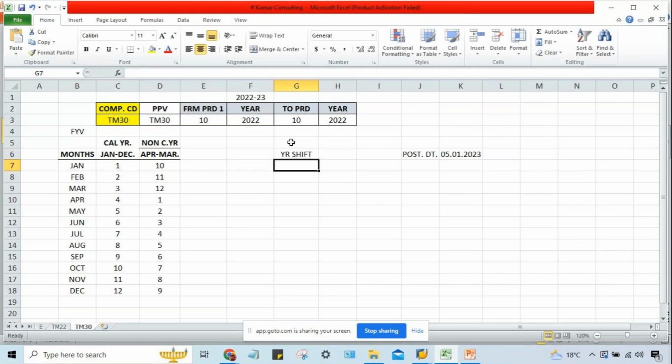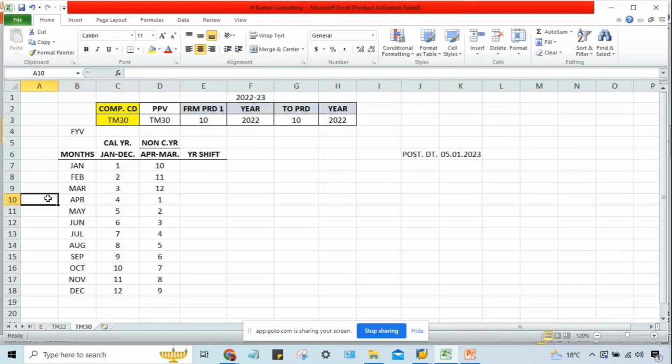Okay, we have a setting called year shift. I'll just keep it here. Year shift. So what will happen with year shift, guys? I'll tell you. Now let's suppose, from 1st of April onwards, actual 2022 has started, right?